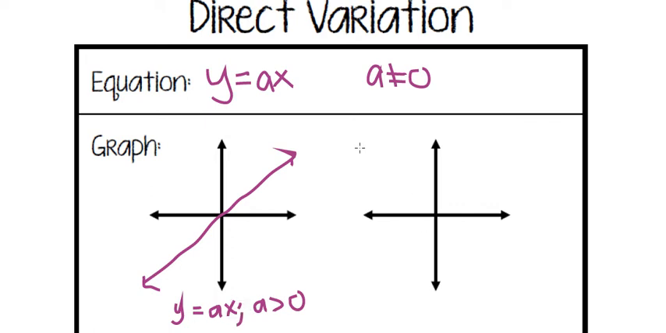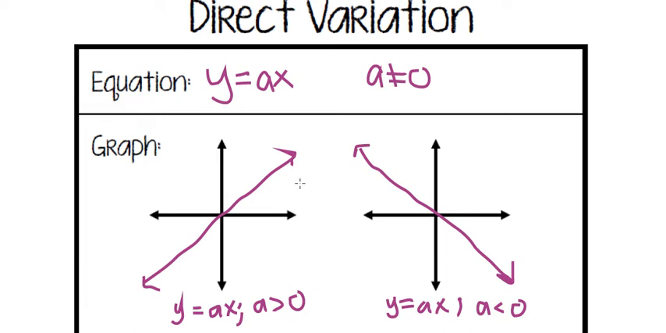And then we can also have direct variation that looks like this. And this is going to be y is equal to ax when a is less than 0. So here, as my x values are getting bigger in value, these are increasing in value. So that is called direct variation. So right there, direct variation.